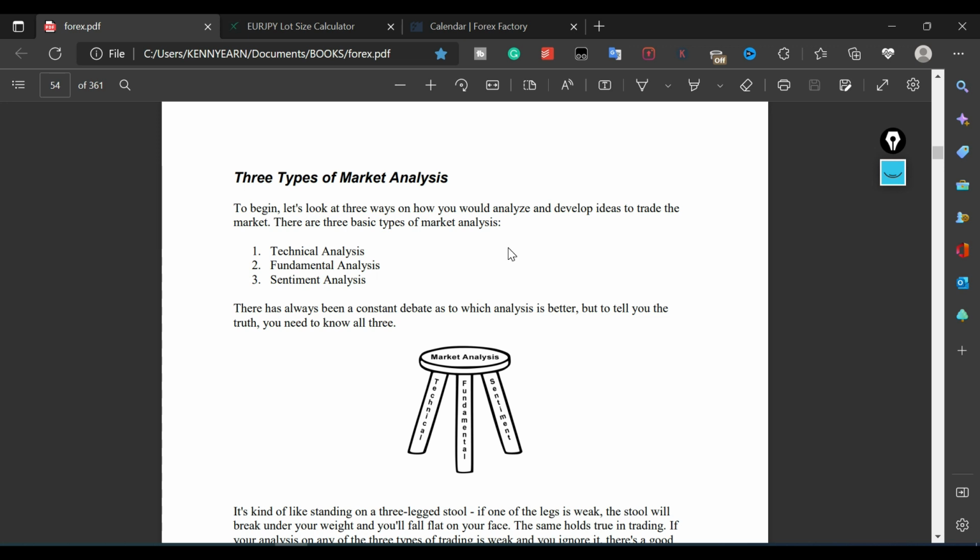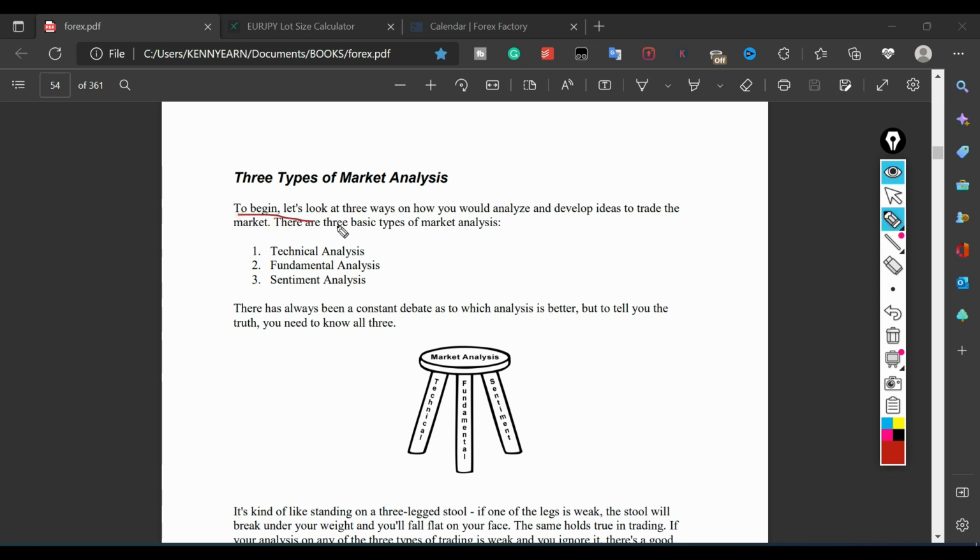In this lesson we're going to be talking about market analysis, or how we analyze the Forex market. To begin, let's look at the three ways we analyze and develop ideas to trade the market. There are three basic types of market analysis. The first one is technical analysis, the second one is fundamental analysis, and the third one is sentimental analysis. You can say sentiment or sentimental analysis.